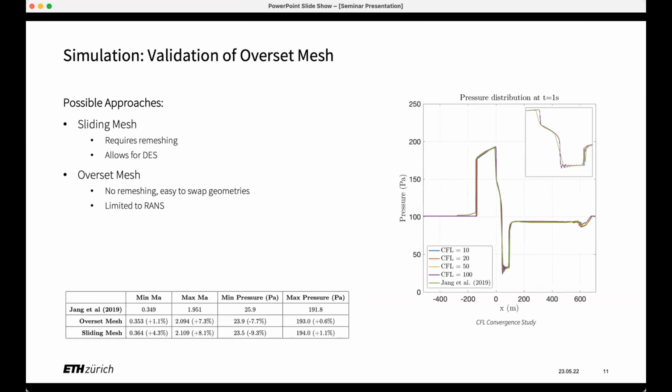But then the main validation case that we did was using another paper that was recently published with an overset mesh, which is essentially a method of having two meshes on top of each other. One is the tunnel mesh and one is the pod mesh.